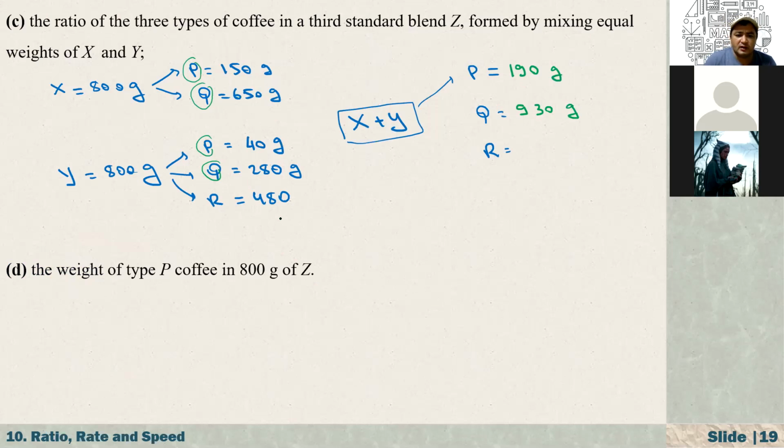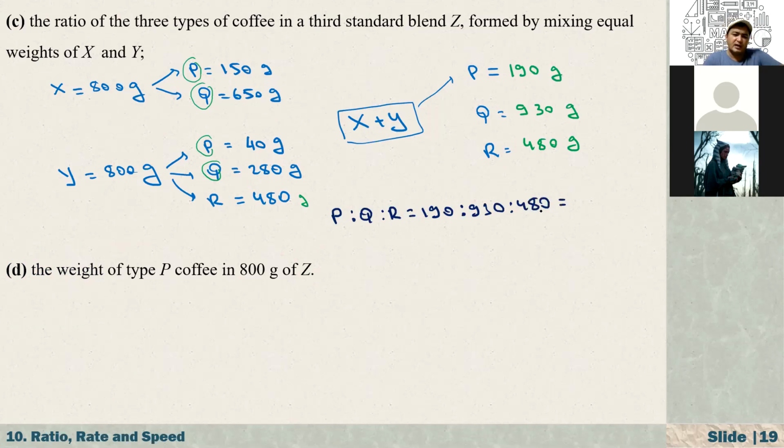In X, we don't have any R, only the second one. Type R is 480 grams. What is the question? It says the ratio of the three types of coffee. So the ratio of the three types of coffee here is P to Q to R, which is equal to 190 to 930 to 480.